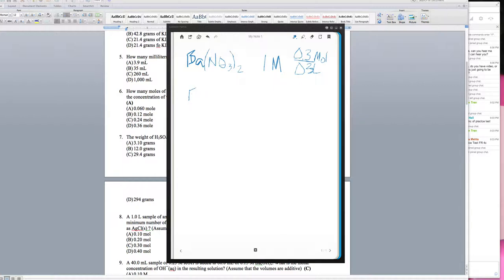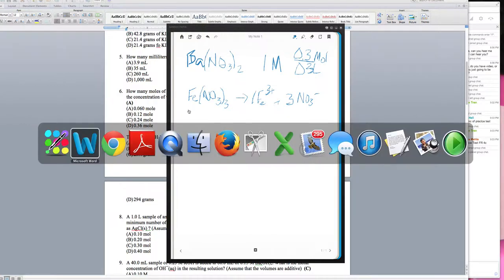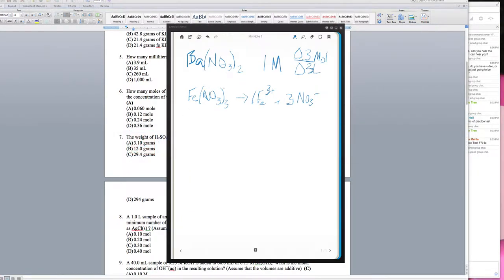So if we have iron nitrate, and it's Fe3+, so it's Fe(NO3)3, that's going to produce one Fe3+ plus three NO3 minuses. You guys follow that? Yeah. Okay. And if we have 0.20 molar of this, molar, okay. So 0.20 molar. That means that we're going to end up with 0.60 molar NO3 minus. So you with that? Okay.